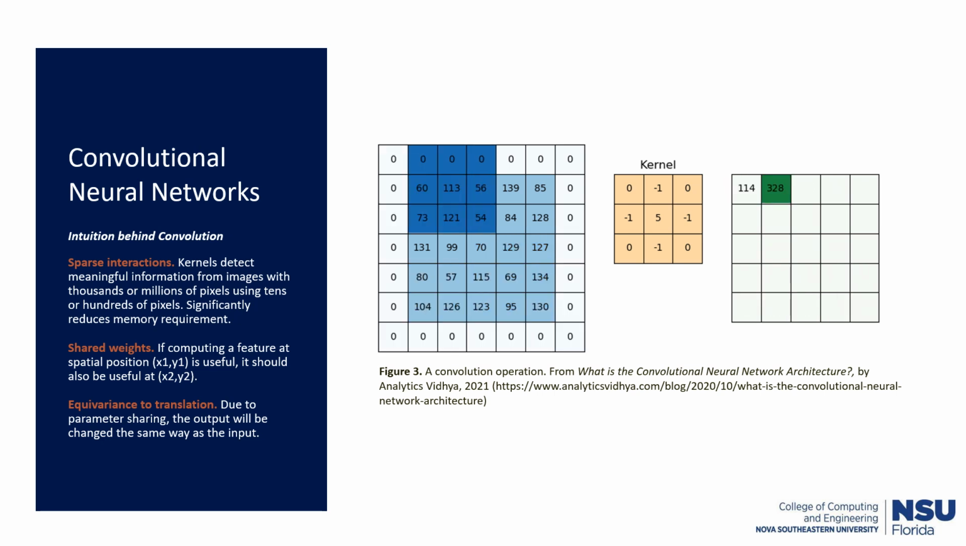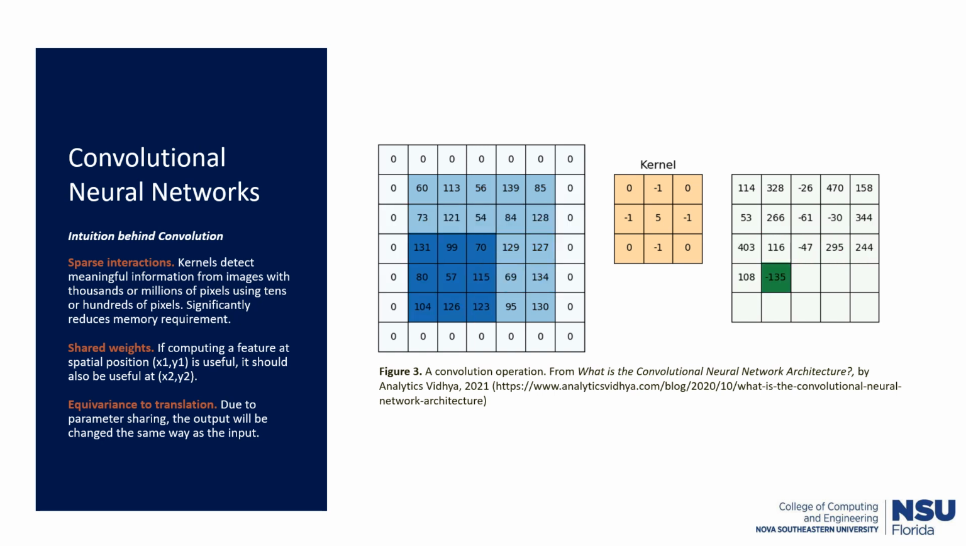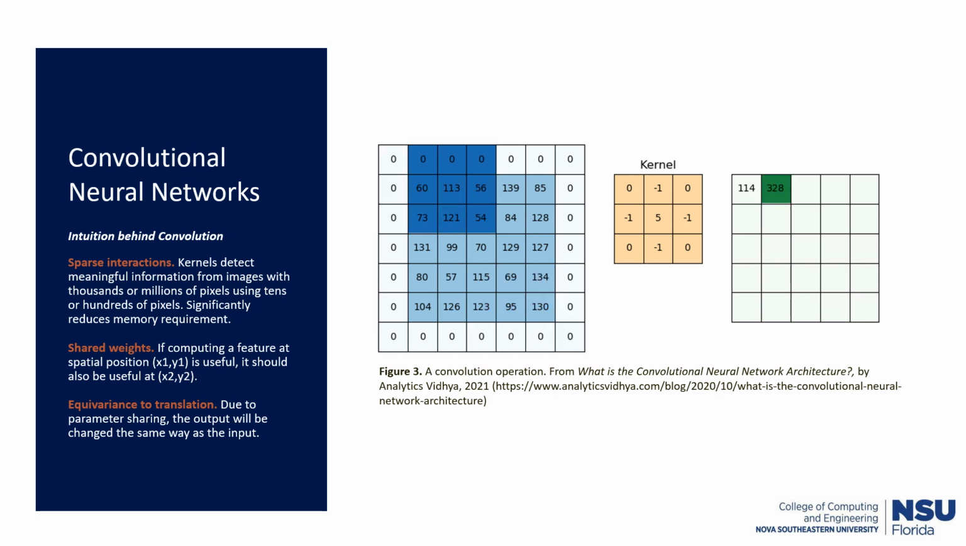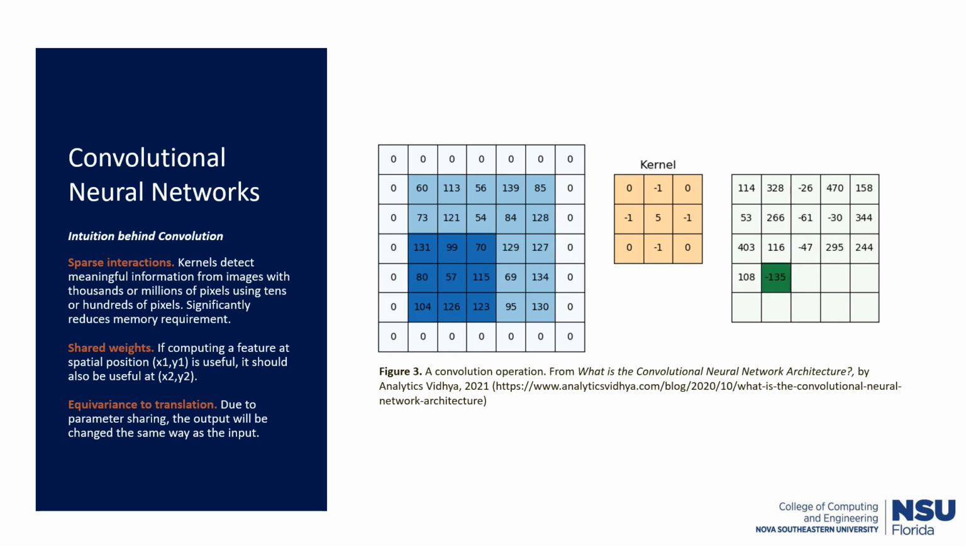And finally, one of the fundamental properties of convolution networks is equivariance to translation. What that means is basically any changes to the input of a ConvNet should have a similar effect on the output, right? The output should be changed in the same way.